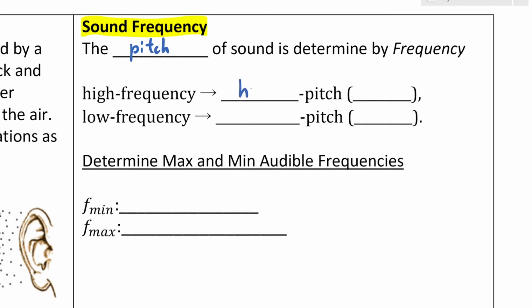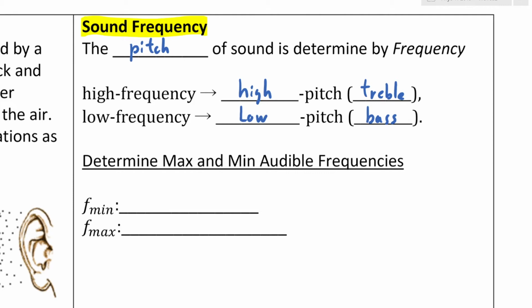High frequency means high pitch, which in musical terms is called treble. And low frequency sound is low pitch, and in frequency terms, that's your bass. So treble, a high frequency sound, will sound like this, ah, and a low frequency sound will be like ooh, like that. So high pitch and low pitch.